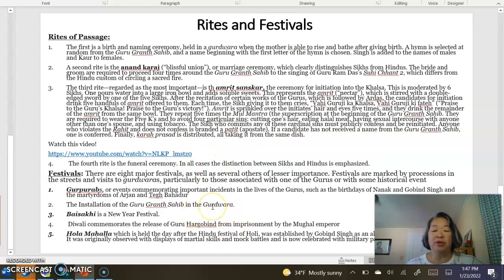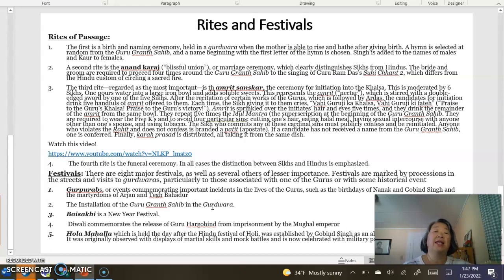Festivals, there are 8 major festivals. Frequently, it's a very public event, a lot of festival marching into a parade, and then ultimately all culminating at the Gurdwara. The Gurparabs, or events commemorating important incidents in the lives of the gurus, such as birthdays of Nanak or Gobind Singh.